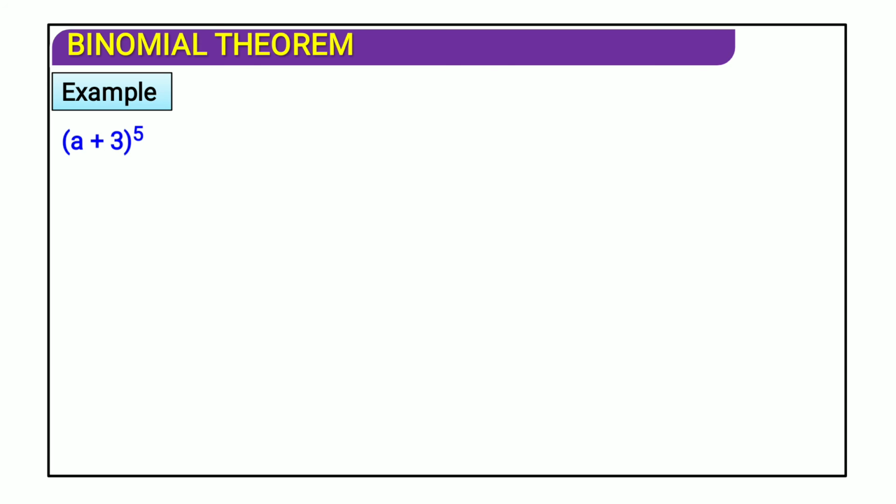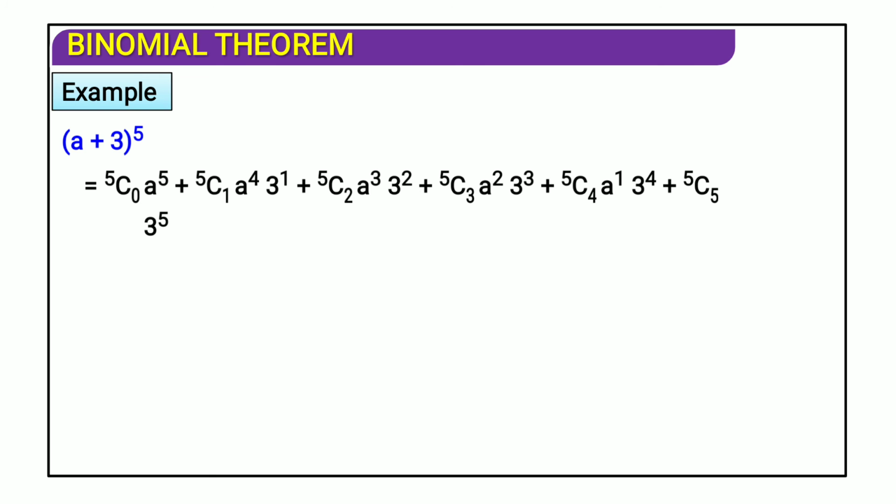Find the value of a plus 3 to the power 5. What we did till now, we are going to conclude with this particular example. See, x plus a to the power n, the binomial expansion. I think you already wrote it in your copy. This is 5c0 a to the power 5, 5c1 a to the power 4, 3 to the power 1, 5c2 a cube, 3 square, 5c3 a square, 3 cube, 5c4 a to the power 1, 3 to the power 4, 5c5, 3 to the power 5. Very easy, because x is a and a is 3 over here.